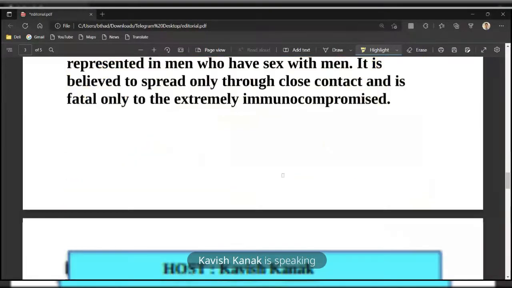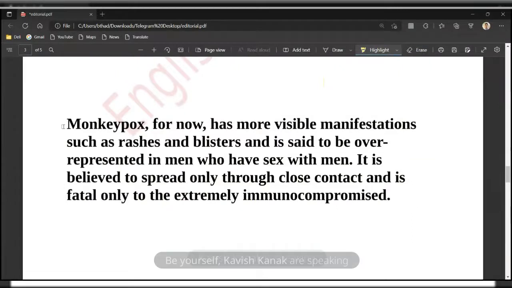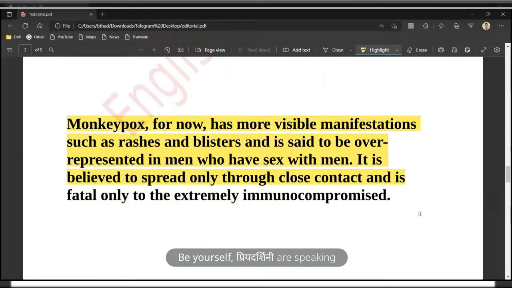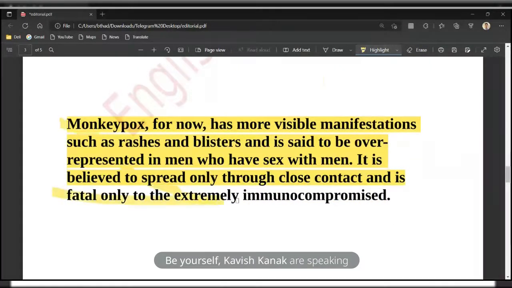Monkeypox for now. Who wants to read this paragraph? Yeah. Can I read it? I want to read. Go, buddy, please.